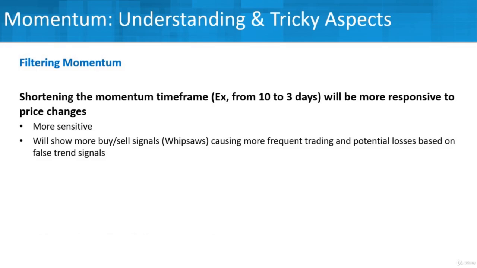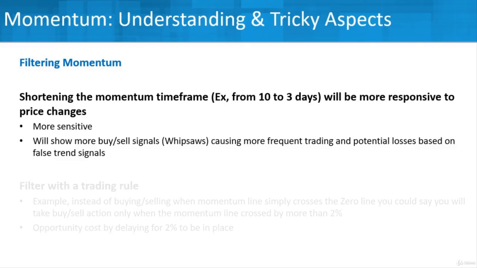You're going to have more whipsaws, or you're trading more frequently, and you might have some potential losses based on false trend signals, or maybe some more expense there depending on how you're placing your orders, because you're going to have more trading orders if you reduce your time frame for momentum to have it be more responsive.